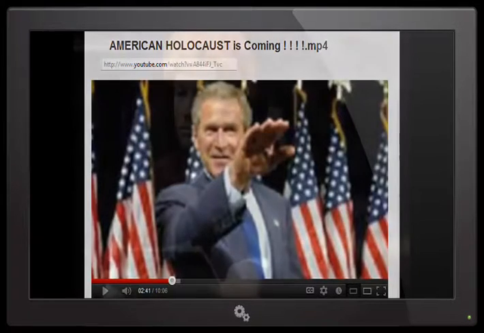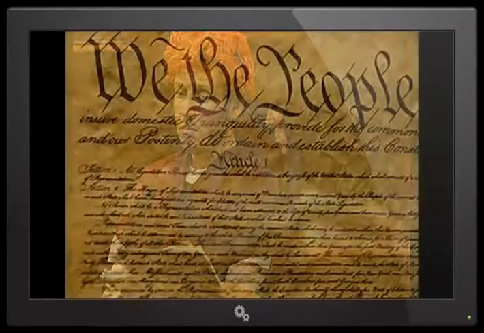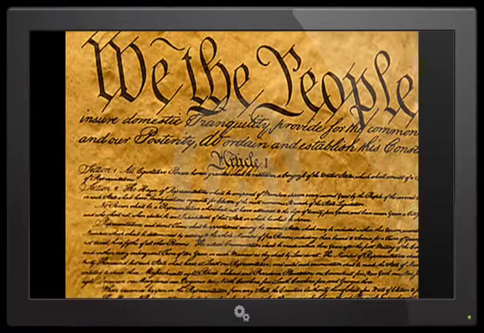So the Batman movie theater murders are pretty easy to see through. They're after that Second Amendment. This is an all-out effort to get the guns away from the people so they can't defend themselves against Nazis.